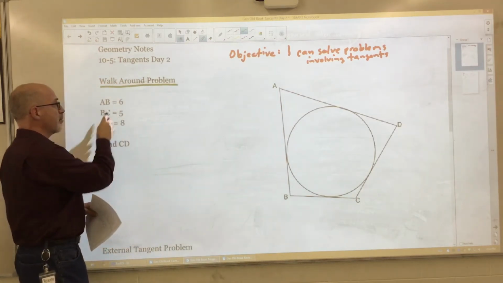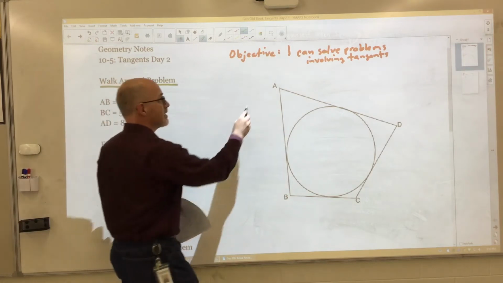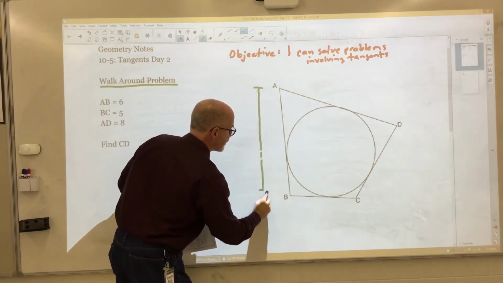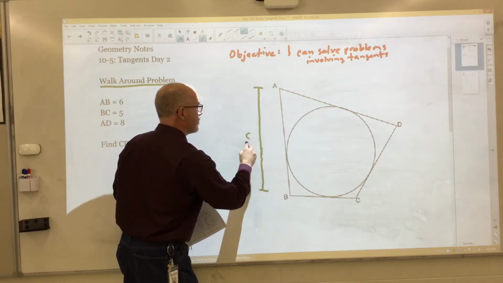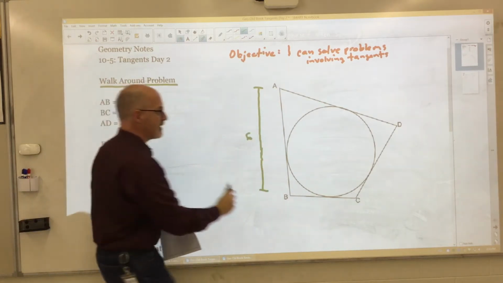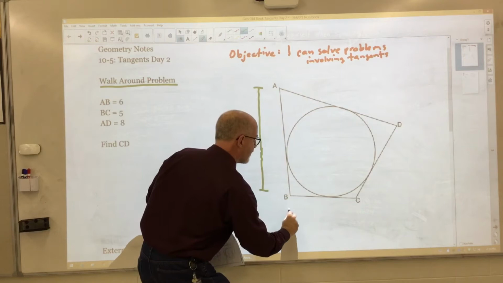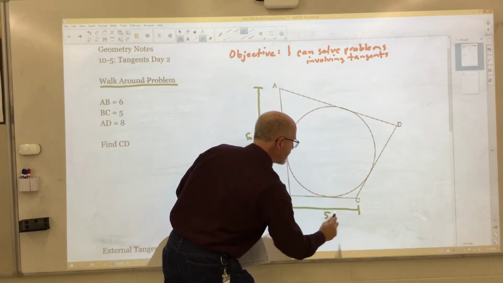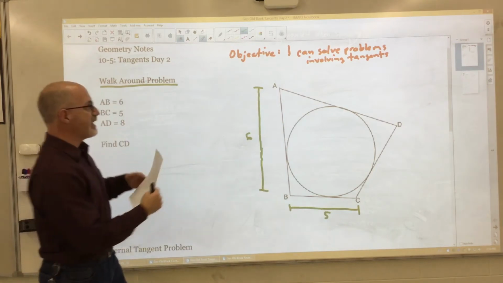So let's start by labeling our information. AB is equal to 6 here. So that length is 6 units long. We've got BC equal to 5. So from there to there is 5. And then we've got AD equal to 8.